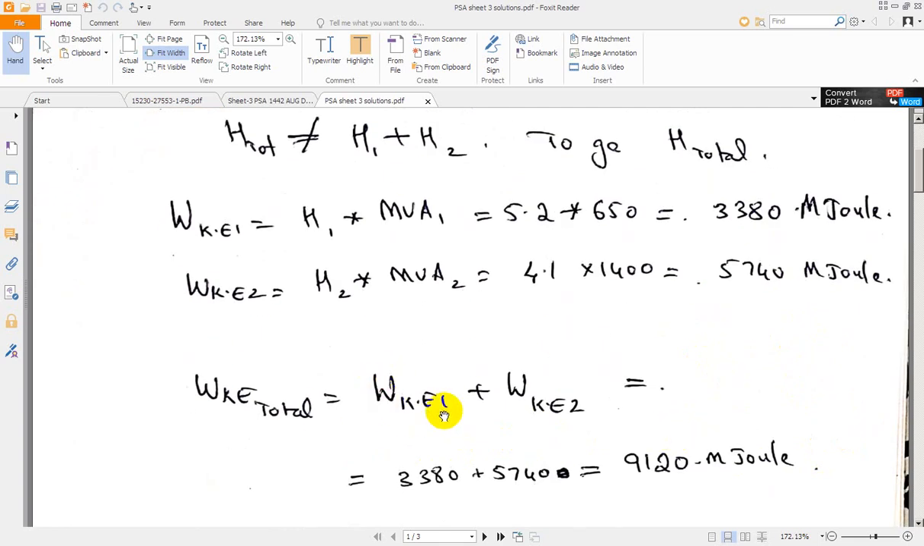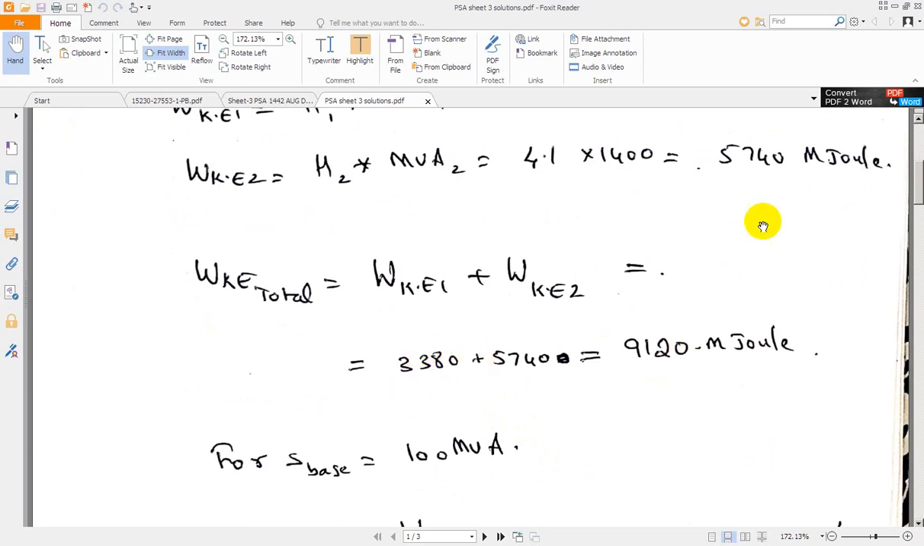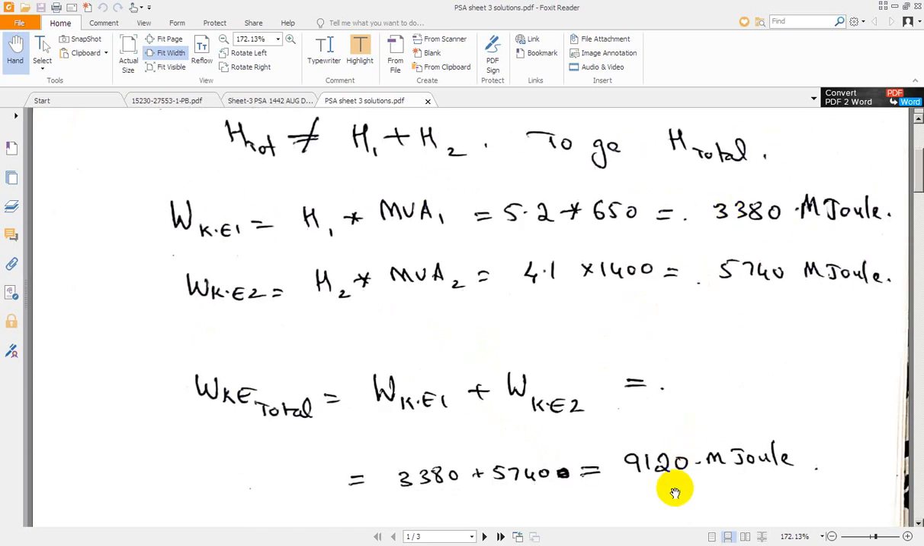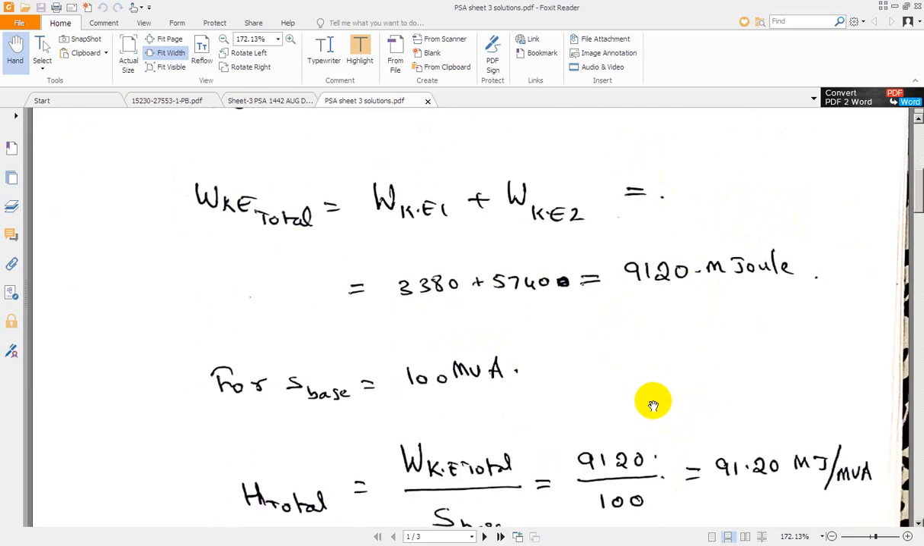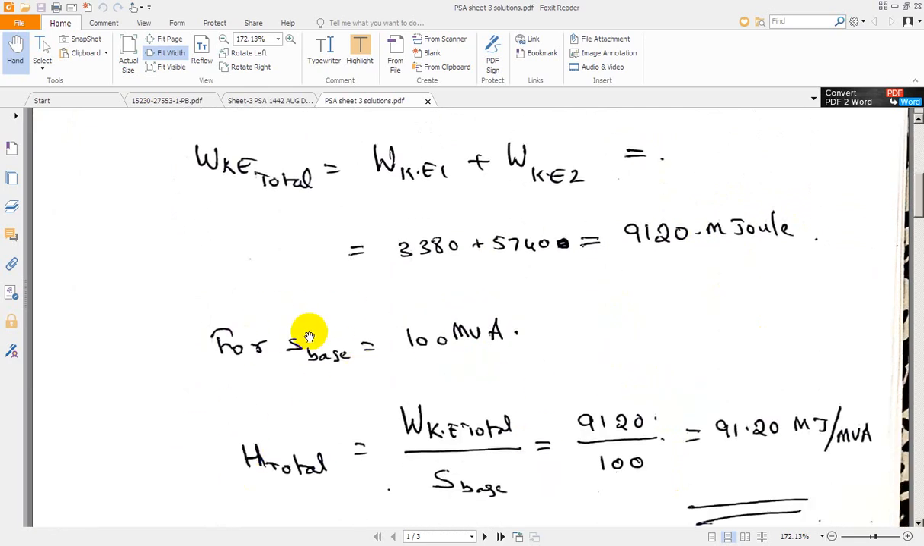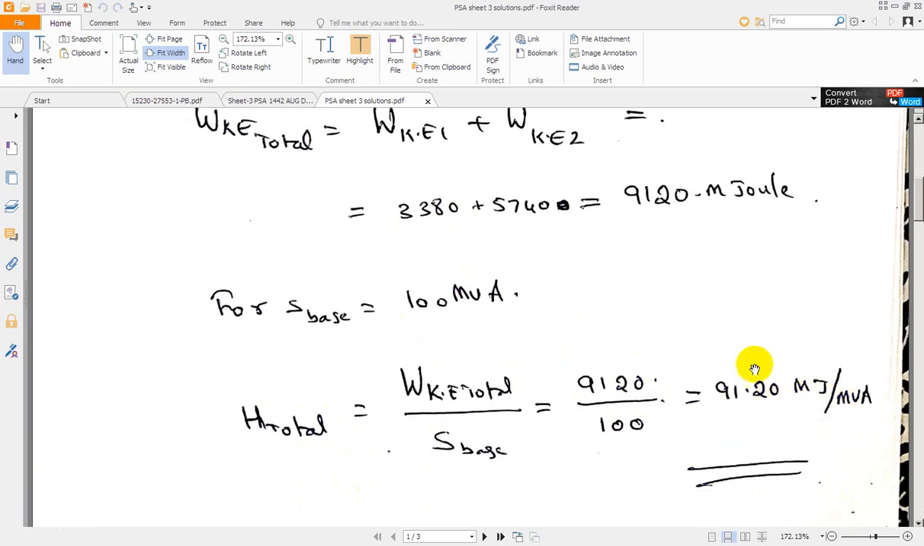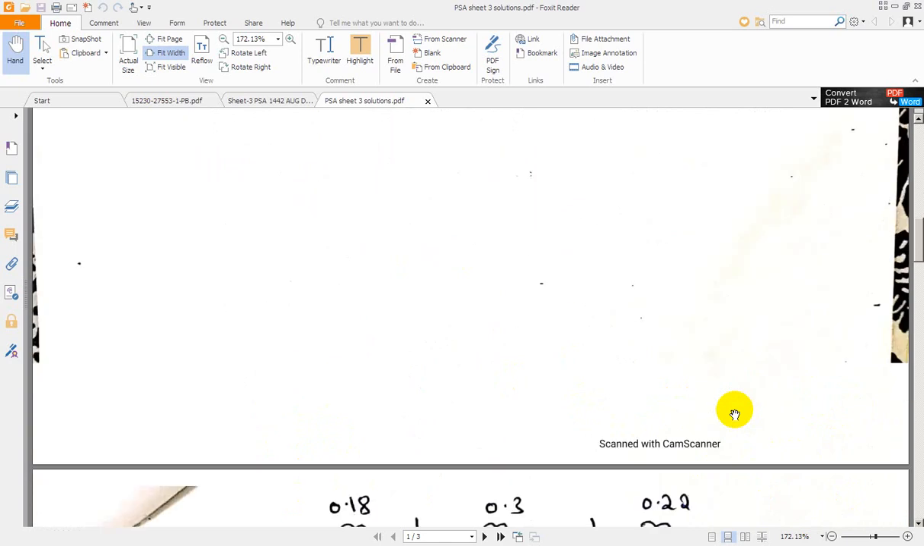Total kinetic energy will be WKE1 plus WKE2. The sum of these two values is 9120 megajoules. Now we need to evaluate the H value for the given S base. This is the total kinetic energy divided by the S base. 9120 megajoules divided by 100 MVA gives 91.20 megajoules per MVA. This is the equivalent H value, the inertia constant.